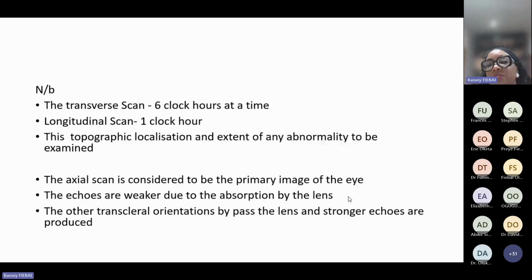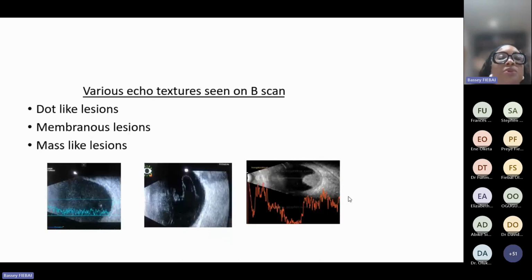So now let's go straight to, because I know that the time is almost up, we want to now look specifically at ocular pathology. So there are 3 main types of echo textures that you see on B-scan. So you describe the texture as a dot-like lesion, which is what you see in hemorrhage. You can see these bright dot-like lesions with low to medium spikes, amplitude of spikes on the A-scan. So you describe this as dot-like lesions.